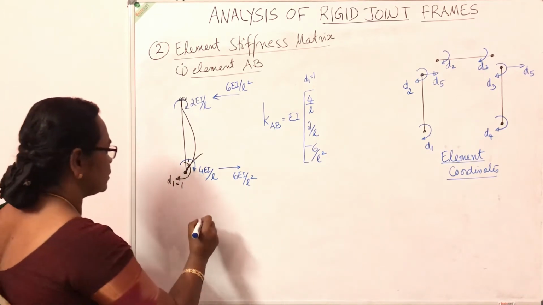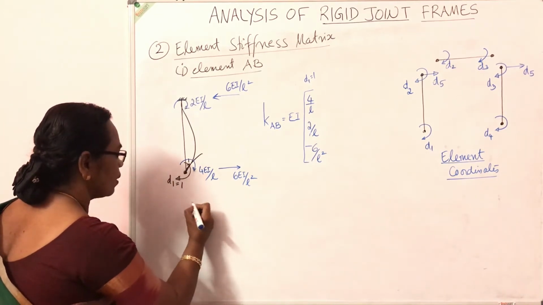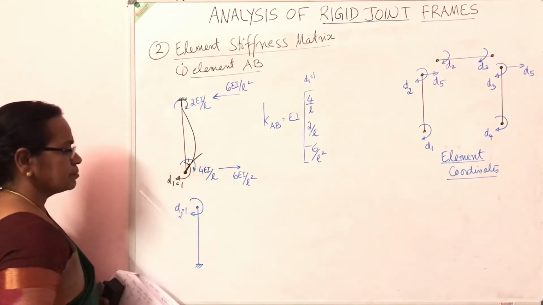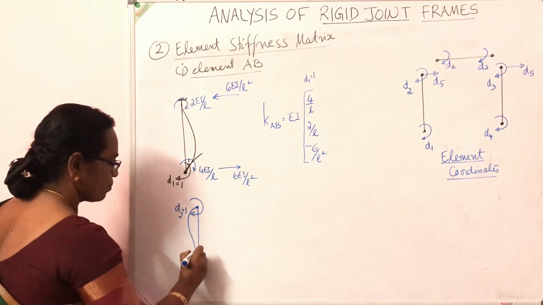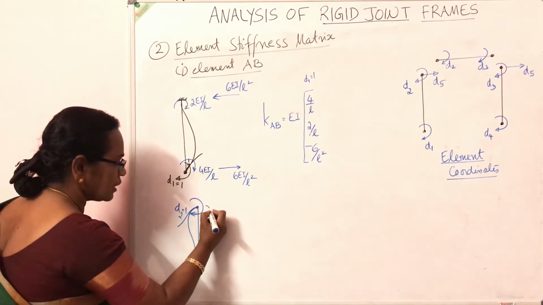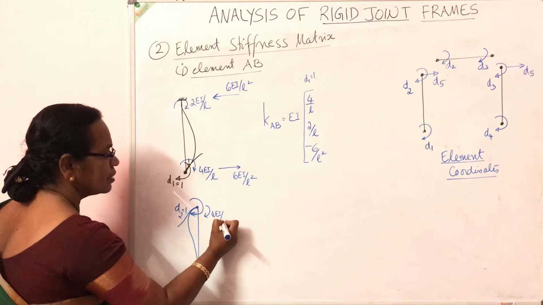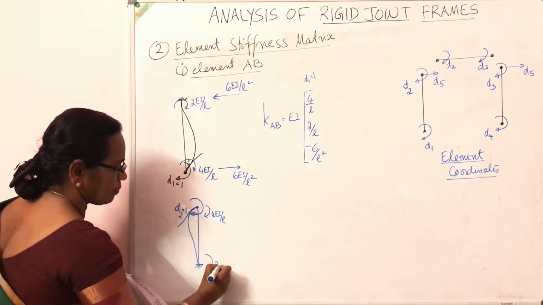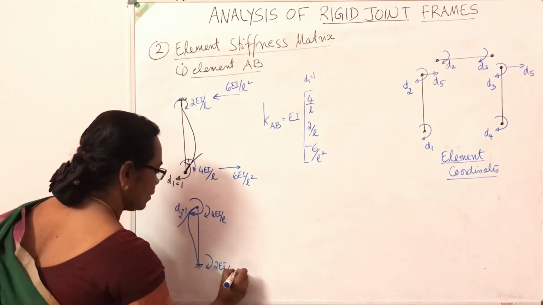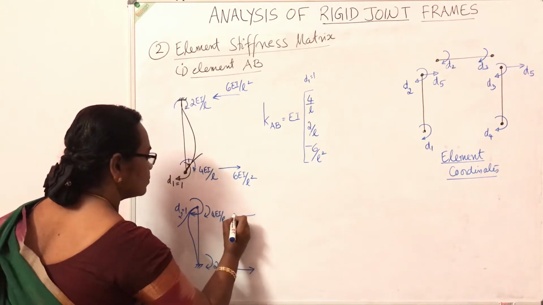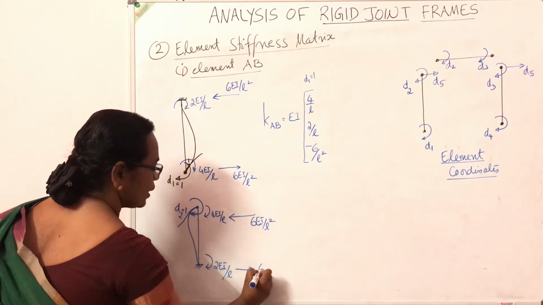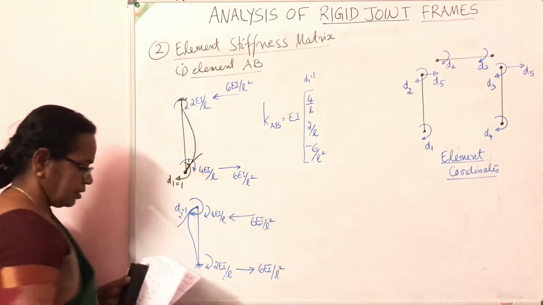Now coming to the second, you apply d2 is equal to 1 here. At that time, arrest the other end. So it bends like this. You apply unit value here. So the moment developed here is 4EI by L. In the far end, it is 2EI by L. So totally 6EI by L. So to counteract it, there will be left to down, right up, 6EI by L square.